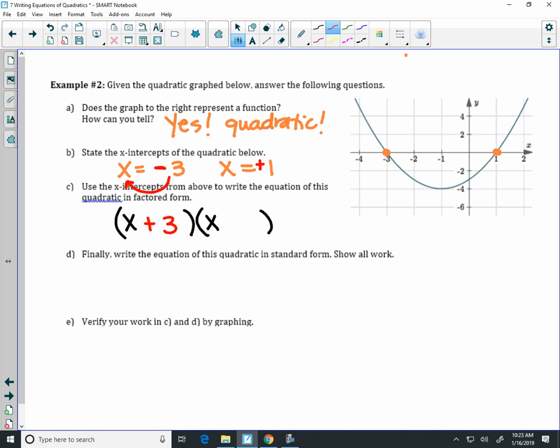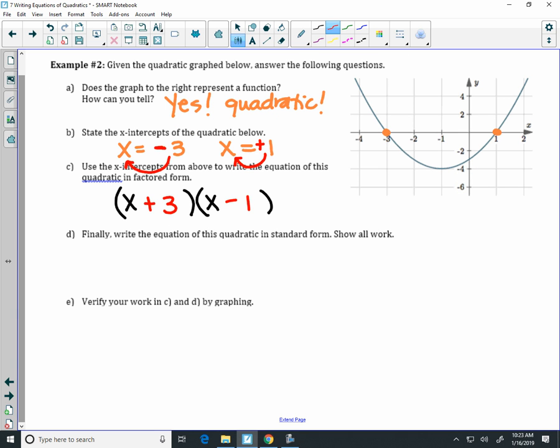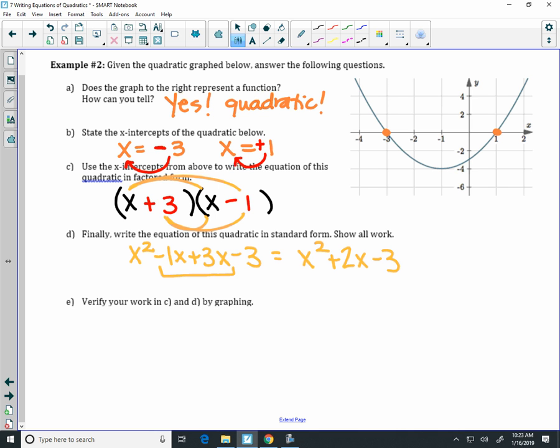This is a positive 1. To move it across the equal sign to be in factor form with the x, we're going to do minus 1. And now we can double distribute this and write a beautiful final answer. x times x is x squared, negative 1x, plus 3x, minus 3. Combine our middle terms there. Negative 1 plus 3 is 2x. And really it's equal to 0.